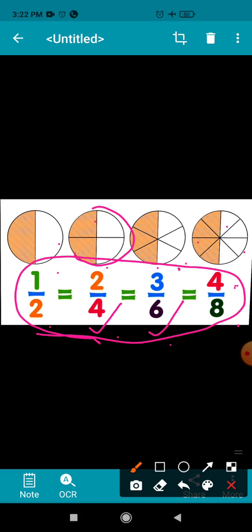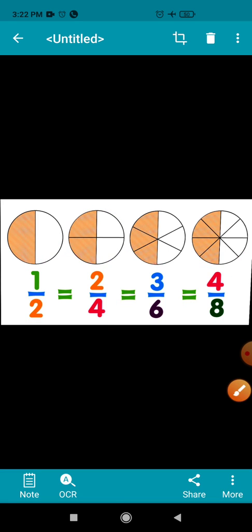Here you can see 1 by 2, 2 by 4, 3 by 6 and 4 by 8 are represented in different manner, but the results are the same. So this type of fraction is known as equivalent fraction.